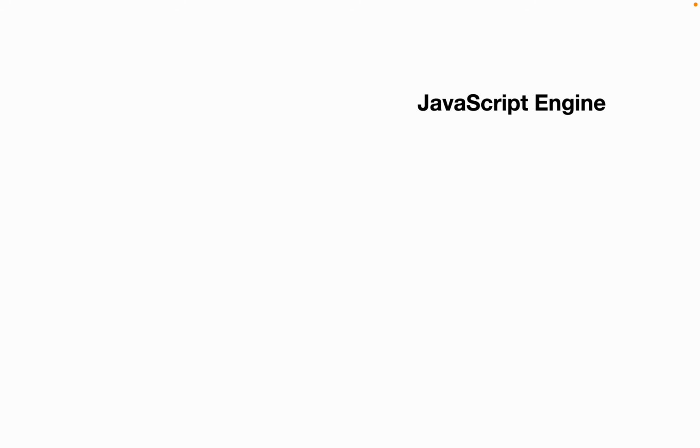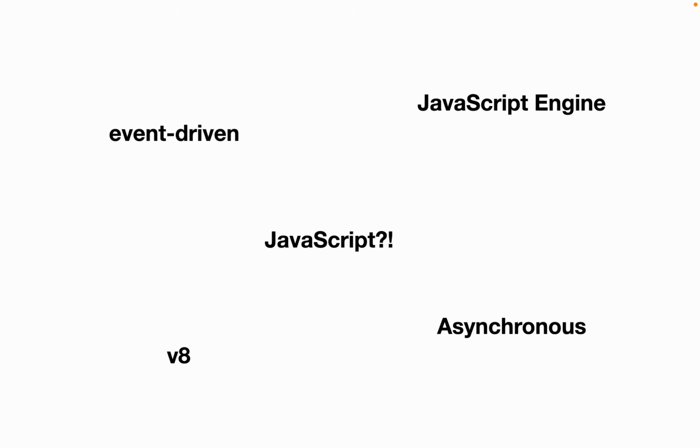We have JavaScript engine. What is this JavaScript engine? What is event-driven? What is asynchronous? And what is V8? And even, what is really JavaScript itself? So now, we're going to have a long discussion answering these questions. We need to see how Node was created, what sort of problems it solves that JavaScript otherwise couldn't solve, and what we mean by these strange words that we have on the screen.